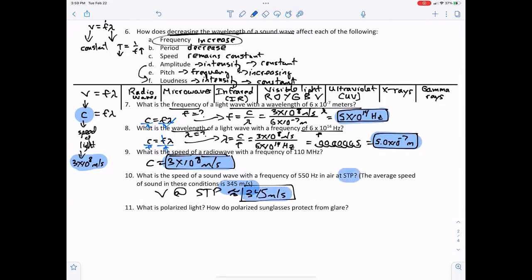Now, standard temperature and pressure means room temperature, so about 70 degrees Fahrenheit, about 25 degrees Celsius. It means 1 atmosphere of pressure, right? Those are the standard conditions at which you would get that particular speed of a sound wave.